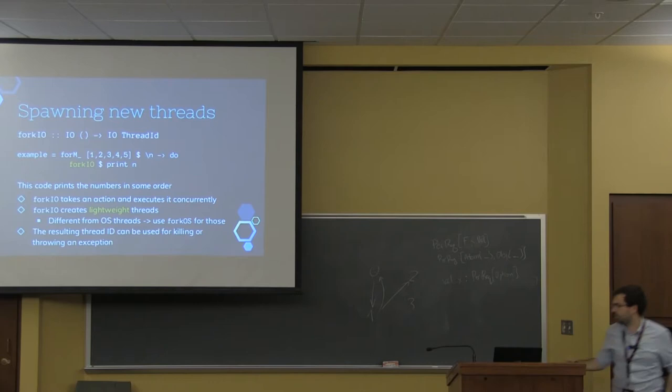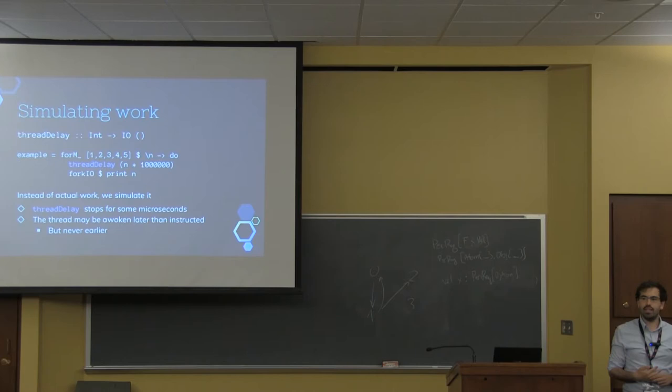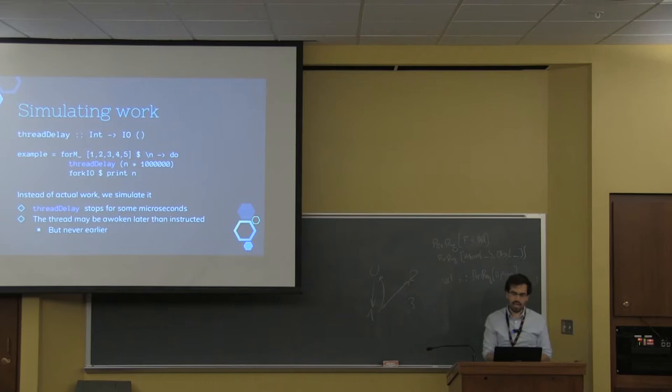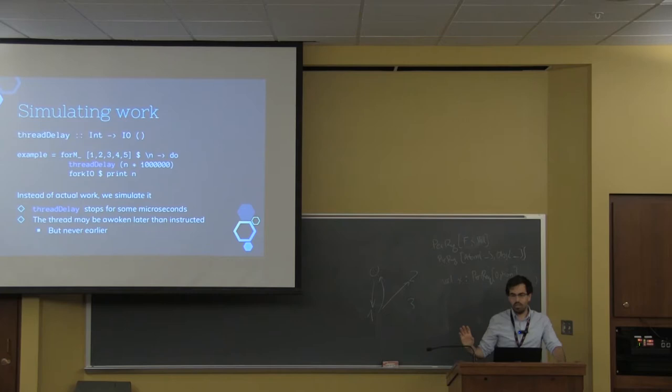As usual in every other tutorial involving threads, I'm not going to do any useful work. I'm just going to fake useful work by delaying the threads a number of milliseconds. For this, you use threadDelay, which just stops your current thread for some number of milliseconds, doing nothing at all. Actually, this is a very bad kind of delay because it only guarantees that it will stop at least the amount you say, but it might be awoken much later. Never earlier, but much later. So don't use it for any kind of real-time thing.